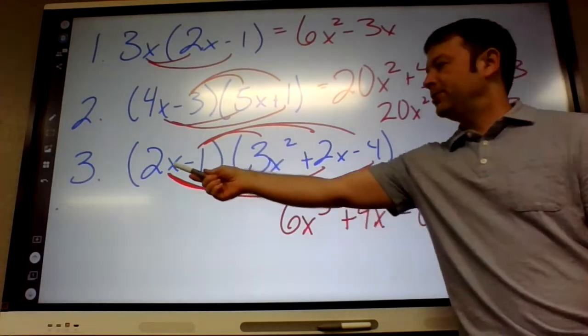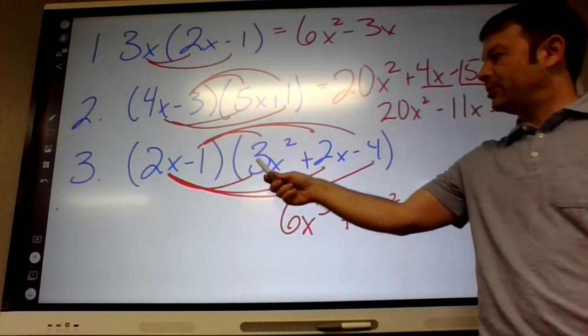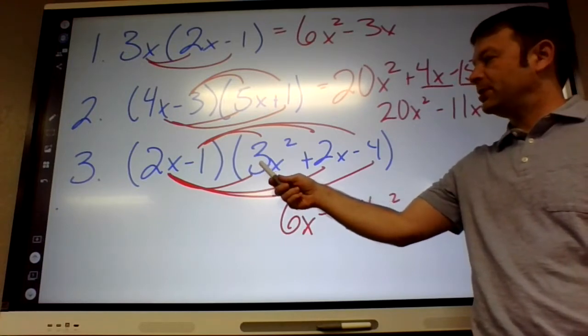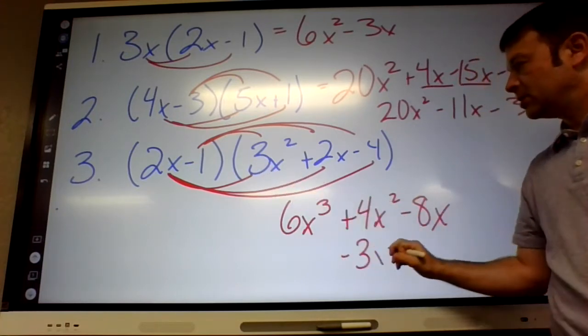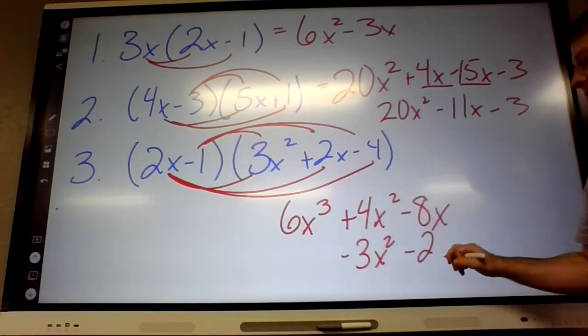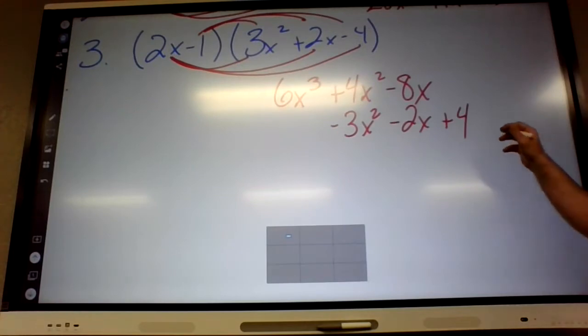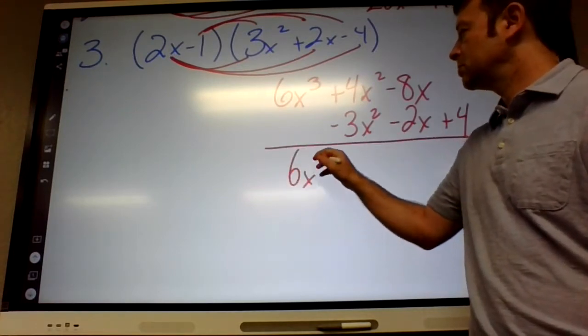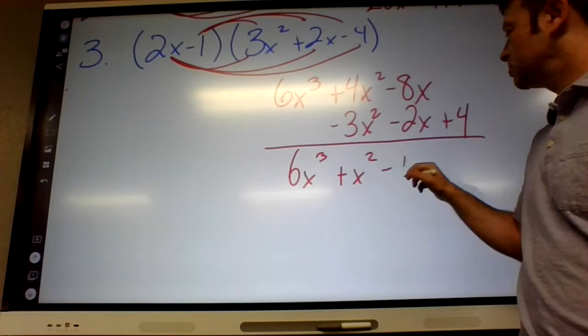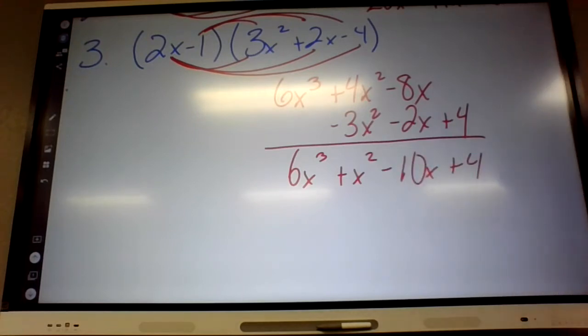So that's all the 2x multiplying. And then the -1, when you multiply by -1, it just becomes -3x squared, minus 2x, and plus 4. And you can't do anything here.